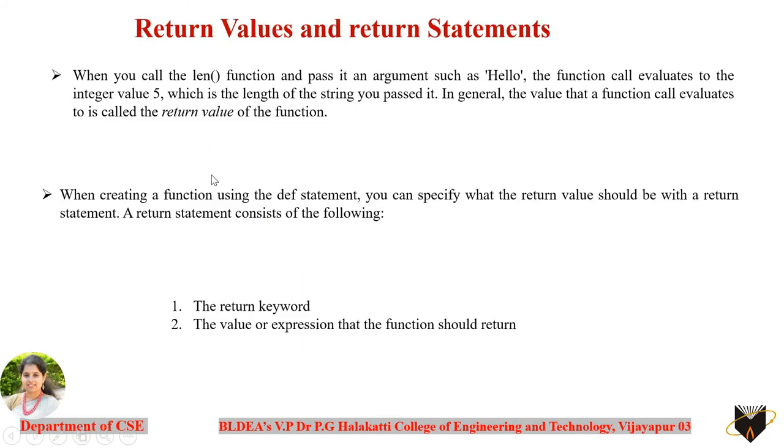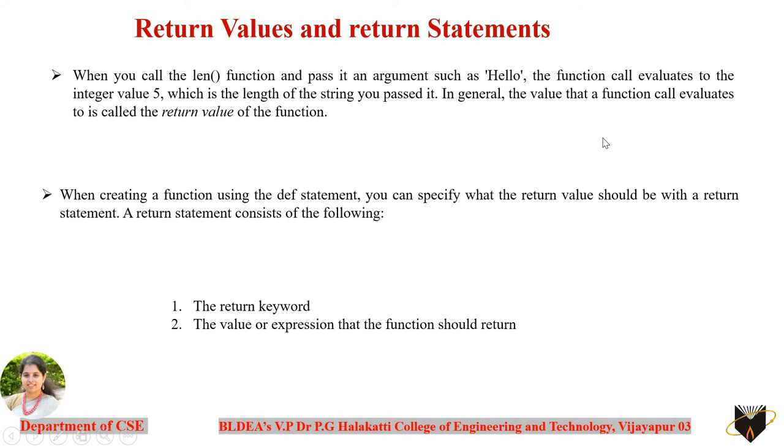That is done with the keyword return. You will see here what has been done in Python. When you call the length function and pass it an argument such as hello, the function call evaluates to the integer 5. That means when you call the function by passing hello, it gives you the total number of characters, that is 5, which is the length of the string.